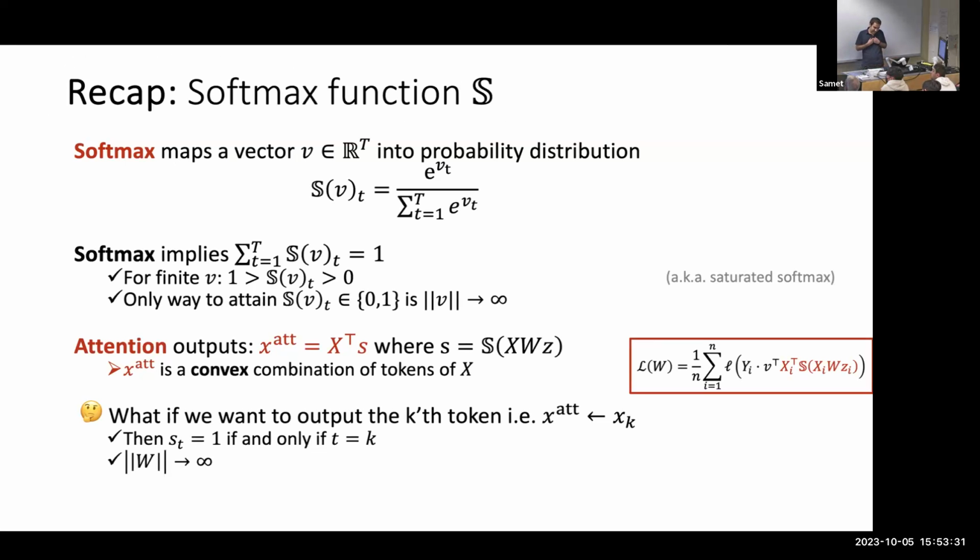What I am saying is that if attention should truly select very few tokens, and you want to truly make the softmax equal to 0, the weights have to grow to infinity, which is what we showed in the previous picture, because the weights are growing.